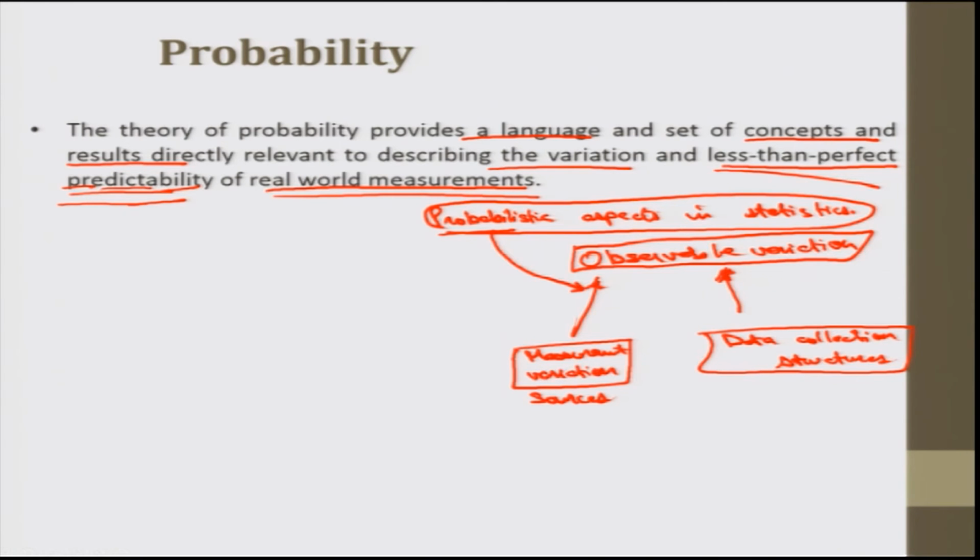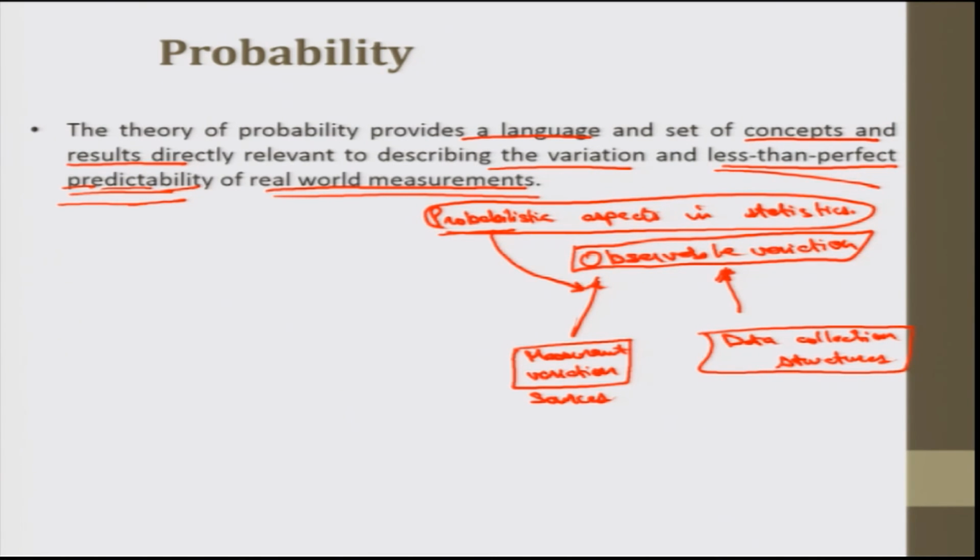Now, probability is used in measurement in various forms. A few applications of probability might be, number one, the use of probability to describe empirical variation or uncertainty. Actually, we use the machinery of probability theory, the concepts of probability theory, to describe various kinds of variation and uncertainty in both measurement and collection of data, in both these aspects.